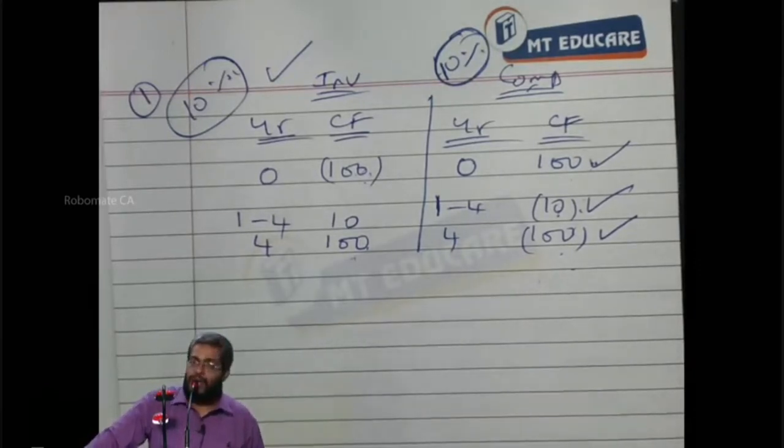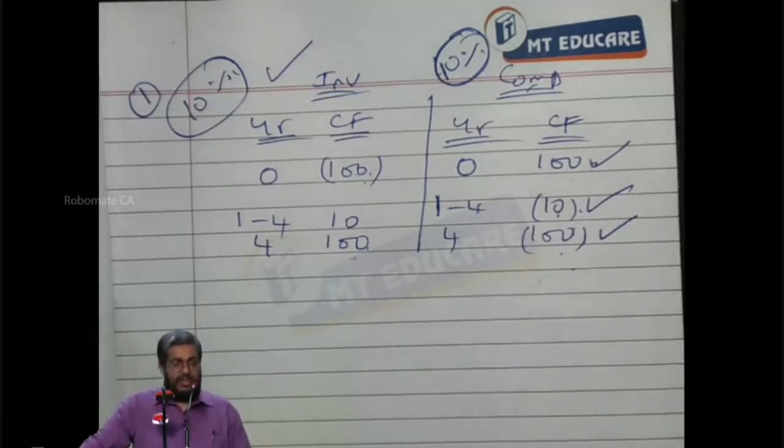How much rupees? 120 for the company. In bracket, write primary market price.